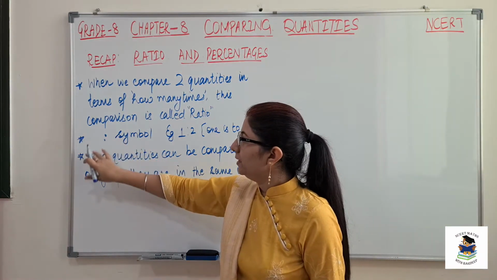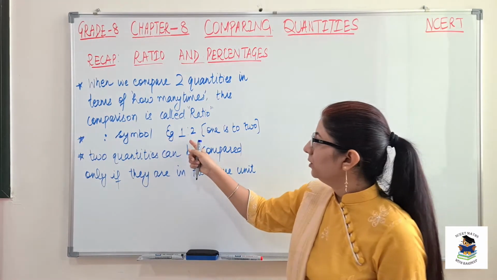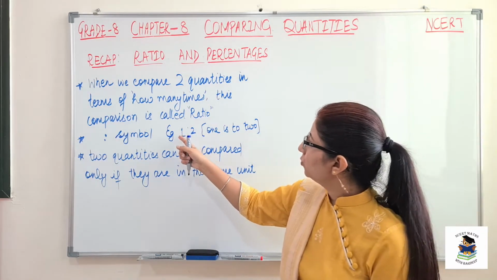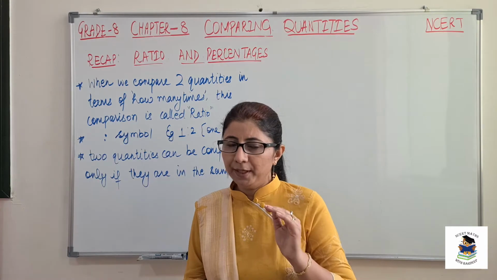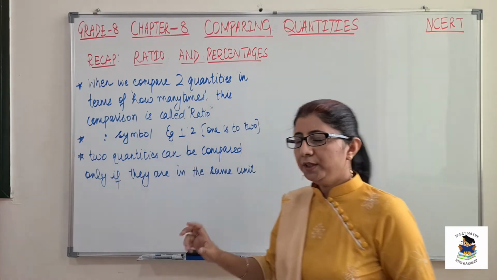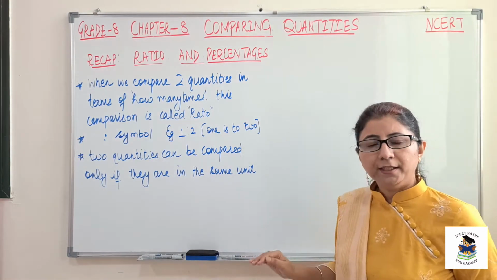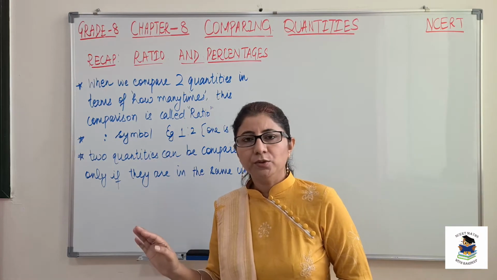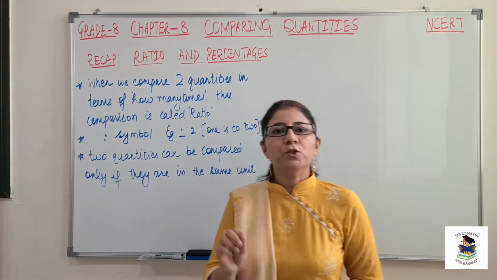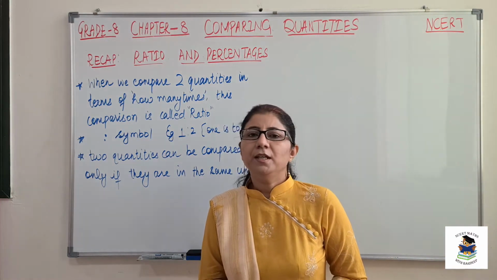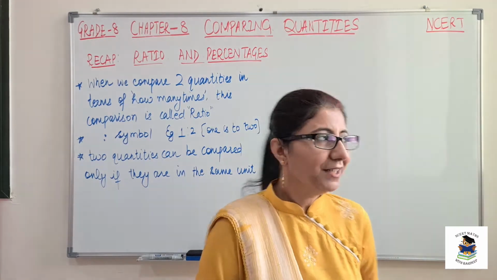The symbol of the ratio is these two dots and it is read as "is to". For example, 1 : 2, I will read this as 1 is to 2. Always remember one thing, that whenever you are comparing two quantities in ratio, the units of both quantities should be same. If they are same, you can directly calculate the value of ratio by dividing the two items. If units are not same, first we should convert them, make them same, and then we can find the ratios. So now let's see how this is to be calculated with an example.